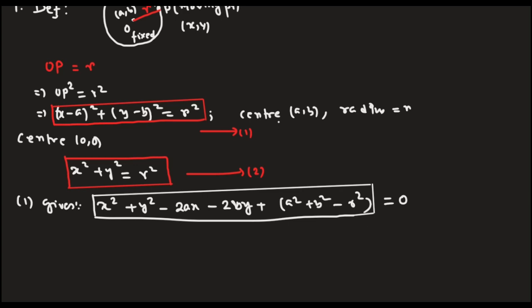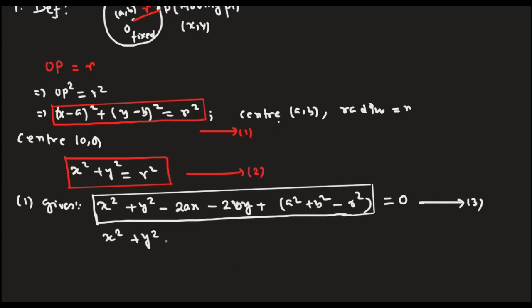So this one is our equation 3. Now consider the equation x square plus y square plus 2gx plus 2fy plus c.